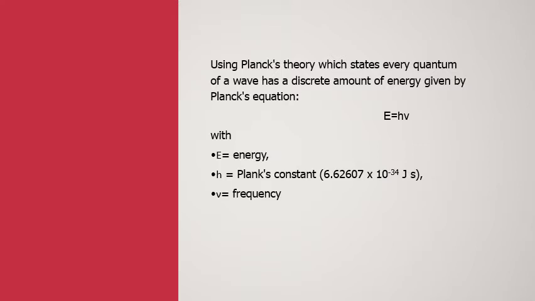The second equation, from Planck's theory, states that every quantum of a wave has a discrete amount of energy, that is E equals h nu, of a photon, a packet of energy. E is the energy, h is the Planck constant, and nu is the frequency. So from the Einstein equation and the Planck equation, he found one similarity: both are energy forms, and energy can be transformed from one to another.